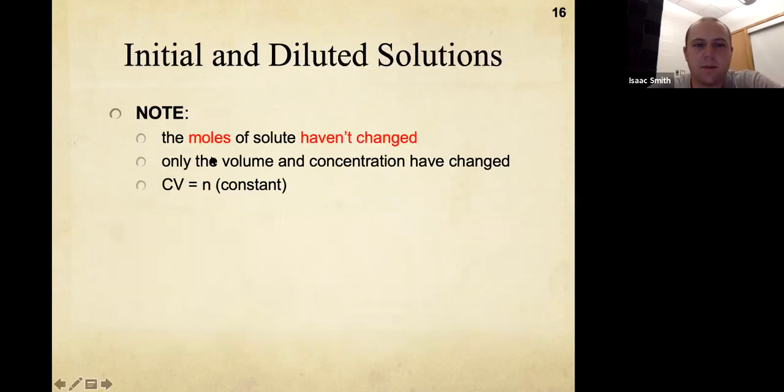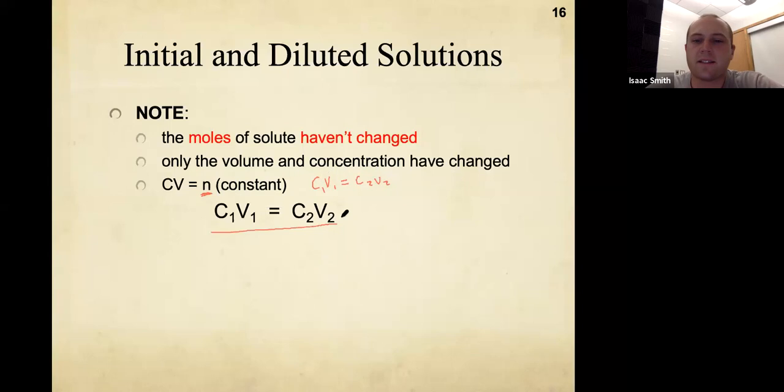And we talked about that. Moles of solute haven't changed, only the volume and the concentration change, right? So in that case, we can say that n, the number of moles, is a constant. And if it's a constant, we've kind of seen this before with the ideal gas laws, then that means that concentration and volume at any point would equal another concentration and another volume at another point, because they're related by the number of moles, which are constant. And that's where we come up with this dilution equation.